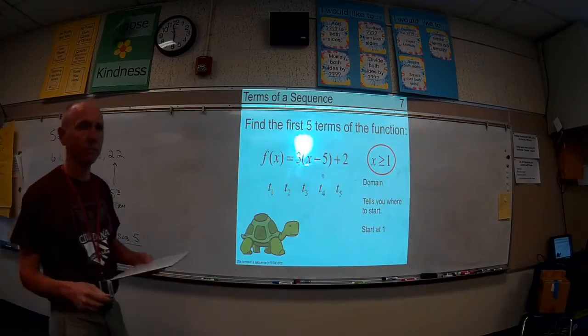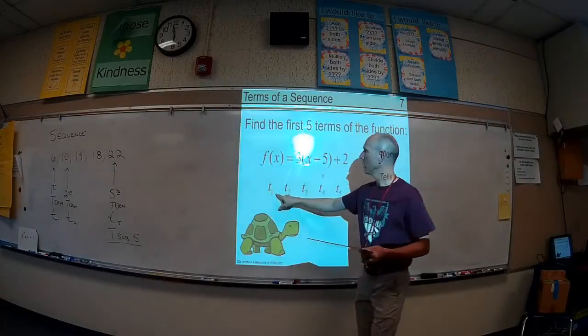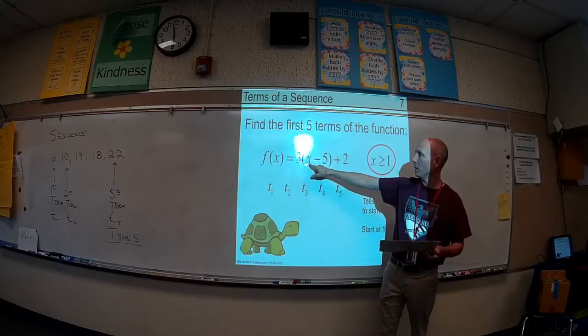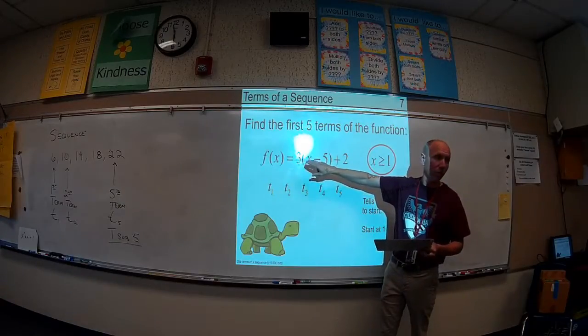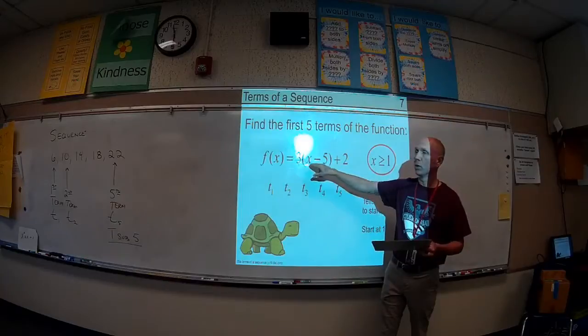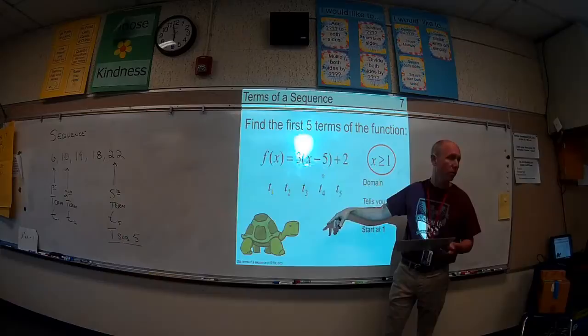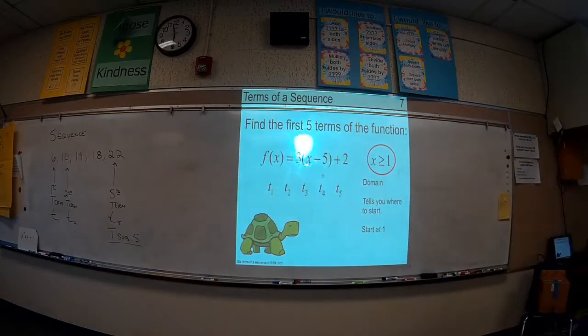Mr. Barnes, can you help me too? Sure, let's plug a 1 into it. 1 minus 5. Are we supposed to distribute it through them? When I plug in the number, I work inside the parentheses first. So 1 minus 5 is negative 4. Negative 4 times 3 is negative 12. Negative 12 plus 2 is negative 10. Then we'll plug a 2 into it. Good, good, good.